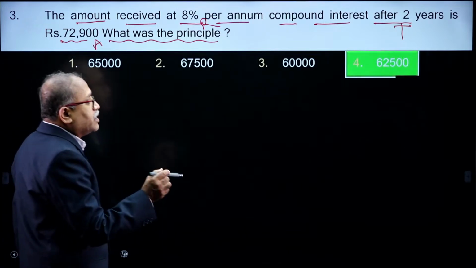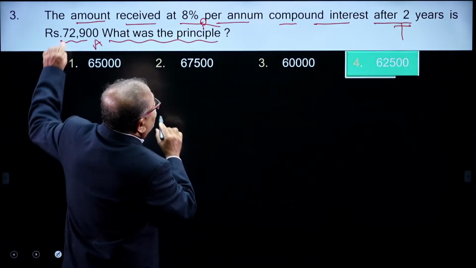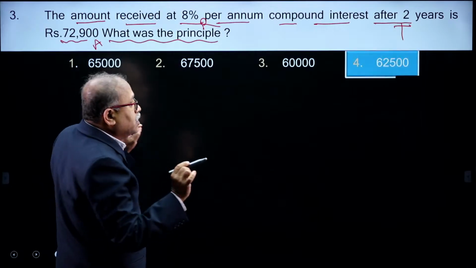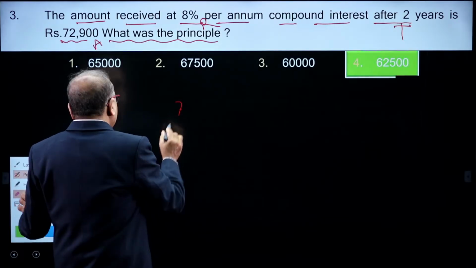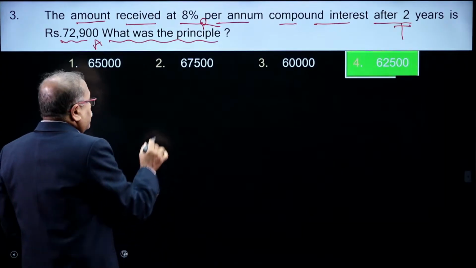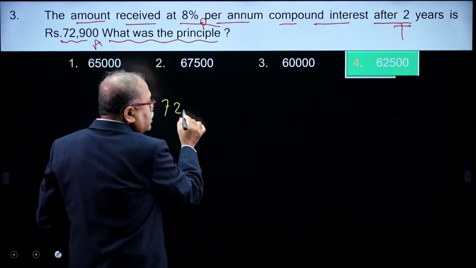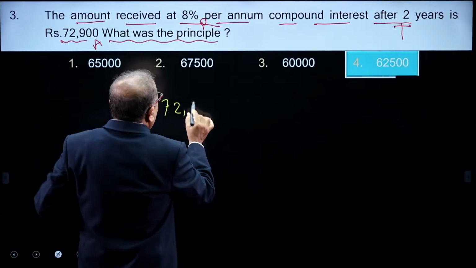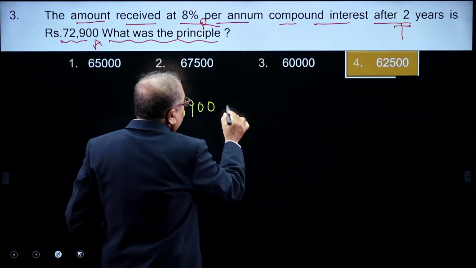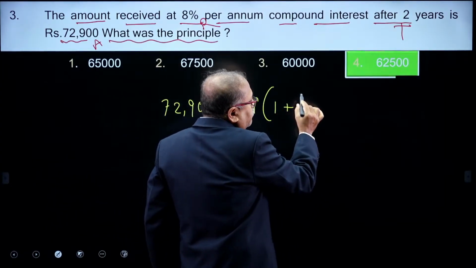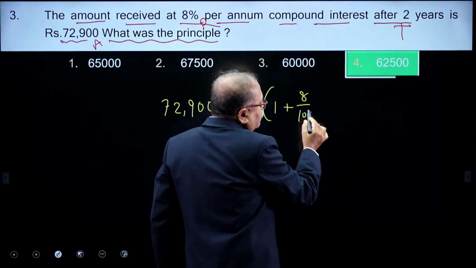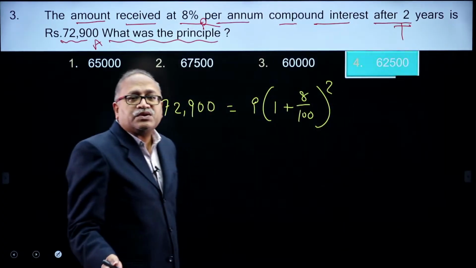So, what you might have done, that is, the amount is already given to us. So, the amount 72,000. You already know it, but still let me write it down, 72,000, how much? This is 900. 72,900 is equal to P into (1 plus R by 100, that is 8 by 100) to the whole power 2, and you simplified it.